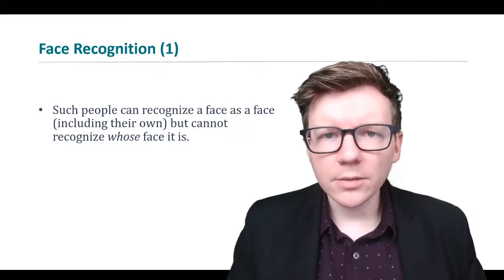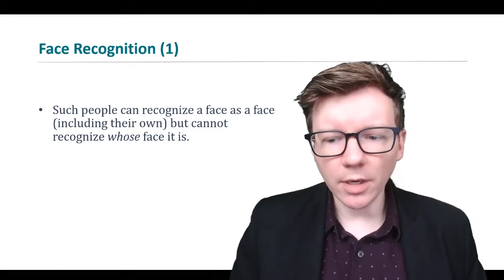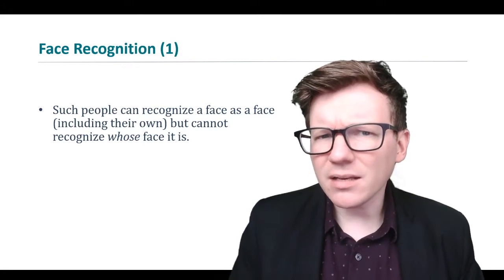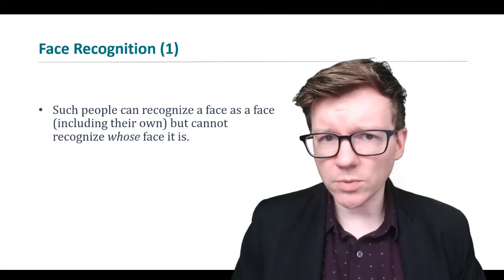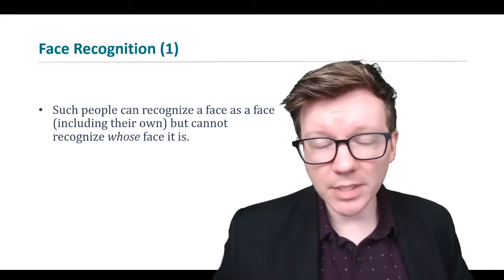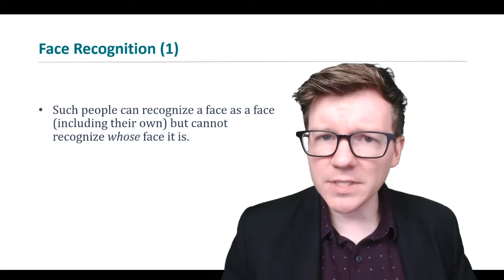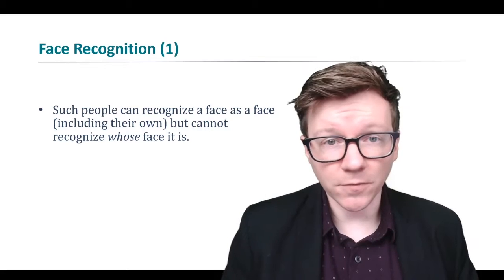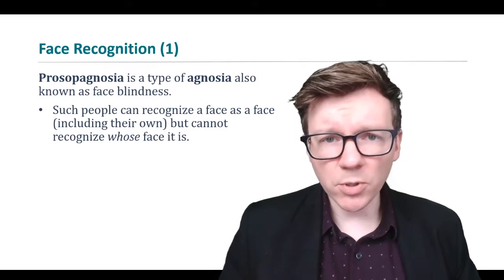Hello! In this video we'll be getting into face recognition and we'll be starting out with a clinical example. There are actually some individuals who are able to recognize that a face is in front of them, but they may not necessarily be able to tell you whose face it is. And it could be a friend, it could be a parent, it could be a stranger. They're going to have some level of difficulty with actually identifying the person just by their facial features. This phenomenon is known as prosopagnosia.